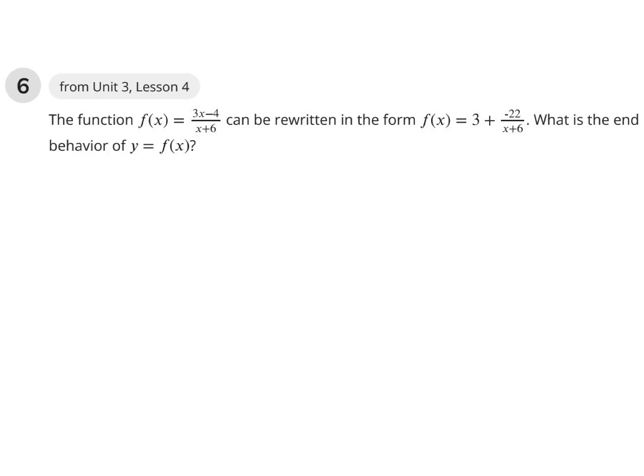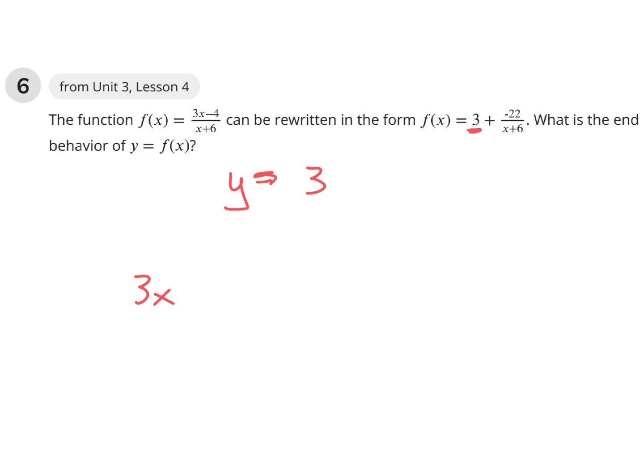All right, so now, the function can be written in the form of 3 plus -22 over x plus 6. What is the behavior? So our constant term is the end behavior. So eventually our horizontal asymptote, because when y is equal to a constant, we get a horizontal line at 3. Our asymptote is 3. That means the function goes to 3. How do I know that?